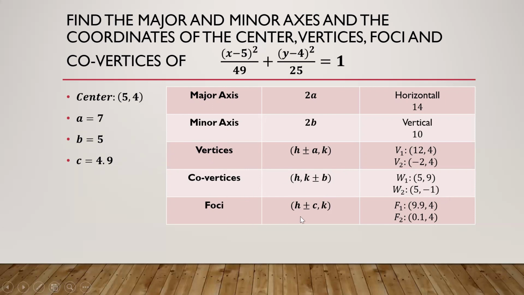For our foci, it's h plus c comma k. H again is 5 plus c, which is 4.9. That gives us 9.9. And then we just copy k. So 9.9 comma 4. And then next, h minus c comma k. So that's 5 minus 4.9. That gives us 0.1 and then comma 4.